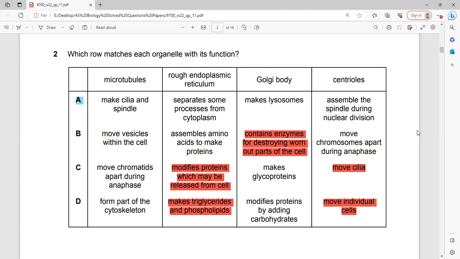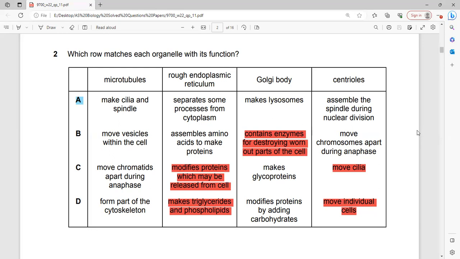In the next column, we shall proceed with the rough endoplasmic reticulum. This is a network of membranes, and chemical reactions take place in these networks. They are separated by the membrane from the outer environment, so separating some processes from the cytoplasm is a correct option. They assemble amino acids to make protein. Why? Because they contain ribosomes, which make their surface rough. So rough endoplasmic reticulum is responsible for making protein.